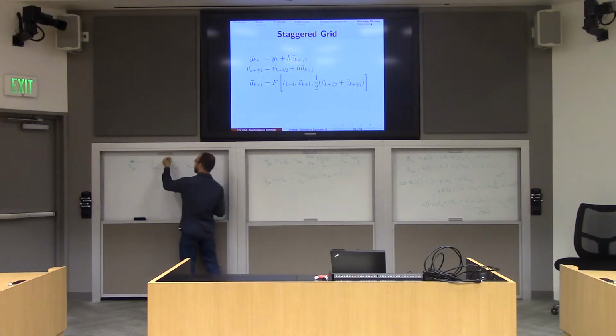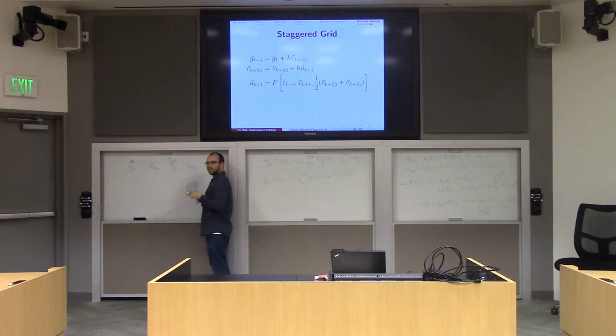The accelerations are going to live back on the integer points because they're sort of averages of the velocities. Right? This is called a staggered grid method. It's also used a lot in fluid simulation.